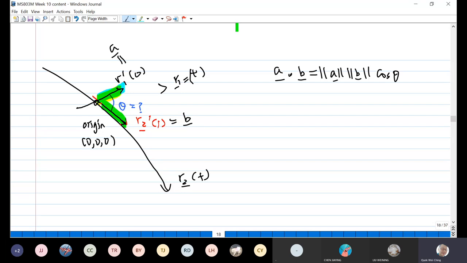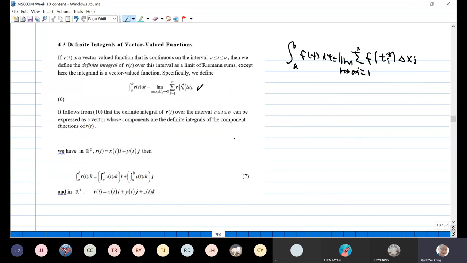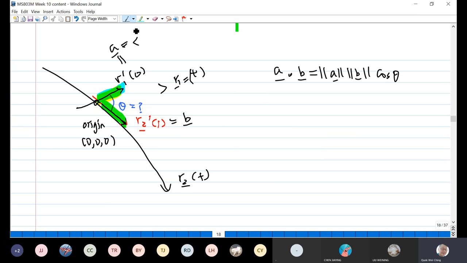And we found out that vector A is 1, 1, 0. And B is 1, 2, 1, right? So this one is the definition. This is the length of A. A is 1, 1, 0, so the length of A is the square root of 1 squared plus 1 squared plus 0 squared. The length of B is the square root of 1 squared plus 2 squared plus 1 squared.